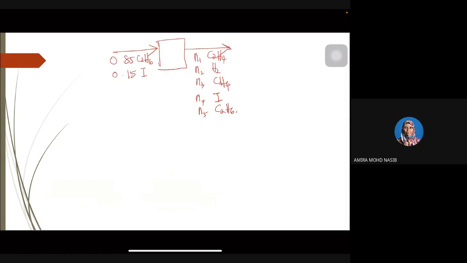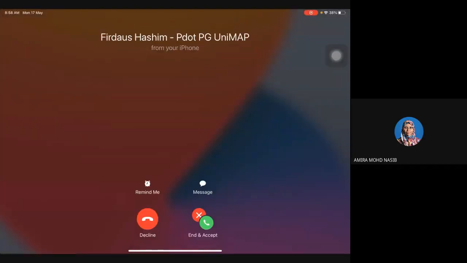But we're missing a few things here. Your basis. Basis is something like the total mole of output or total mole of any input stream. Since it's not stated here, you may assume your basis or your input.